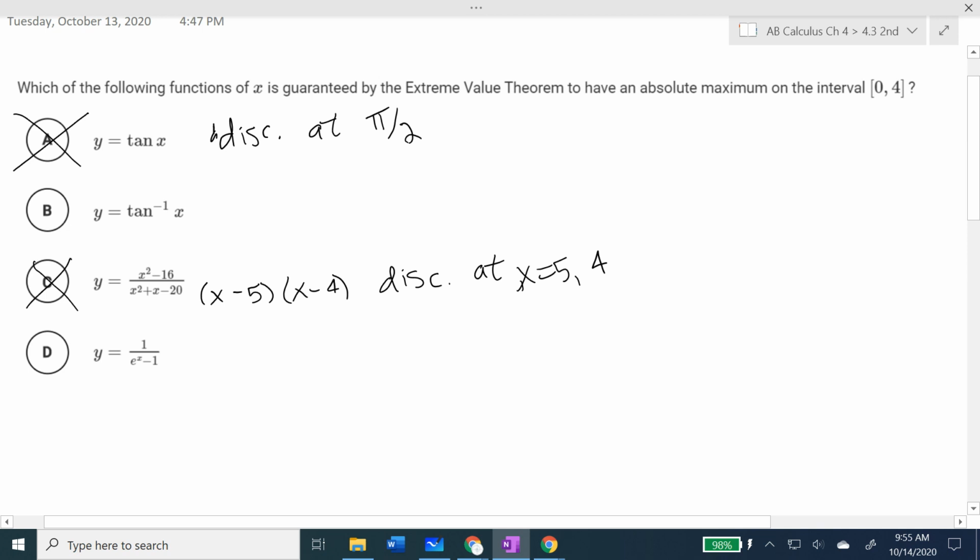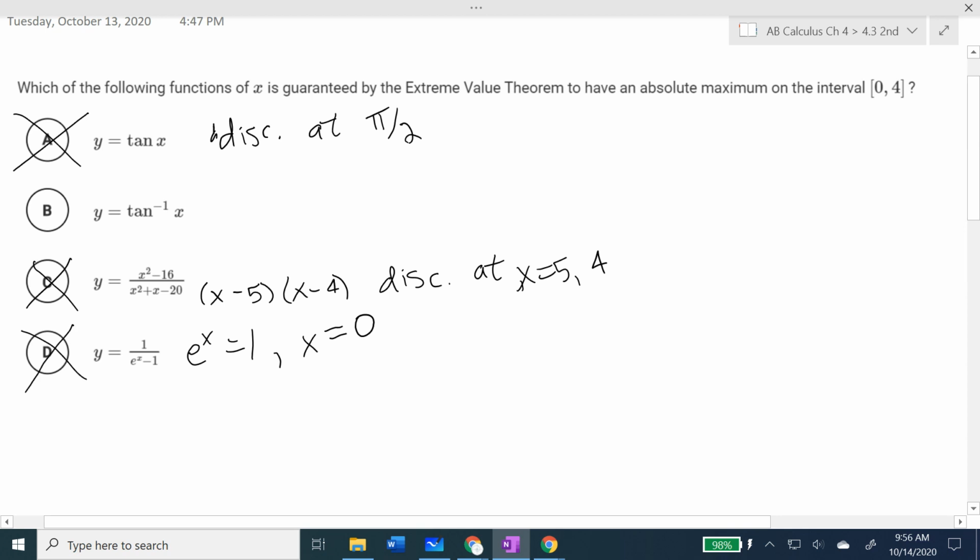And then for letter D, the denominator is 0 when e to the x is equal to 1. For what x value is e to the x equal to 1? 0. I mean, yeah, I said the answer instead of the question. Anyway, now 0 is an endpoint of that interval, so D fails.